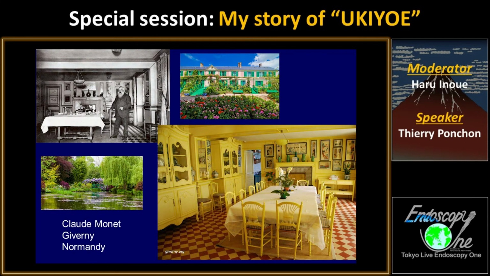This is Claude Monet. He's in a house north of Paris in Normandy, Giverny. He has a fantastic house with a fantastic garden, and he has a small lake with a Japanese bridge. And this is Monet, and you see ukiyo-e behind Monet. And now you see the same room, but now. So Claude Monet was fascinated by ukiyo-e.